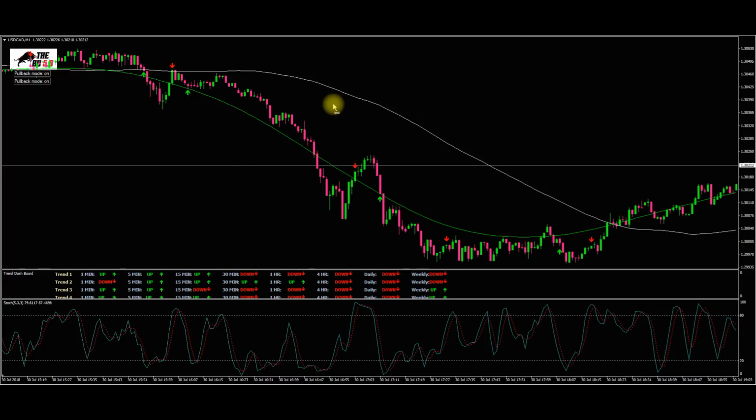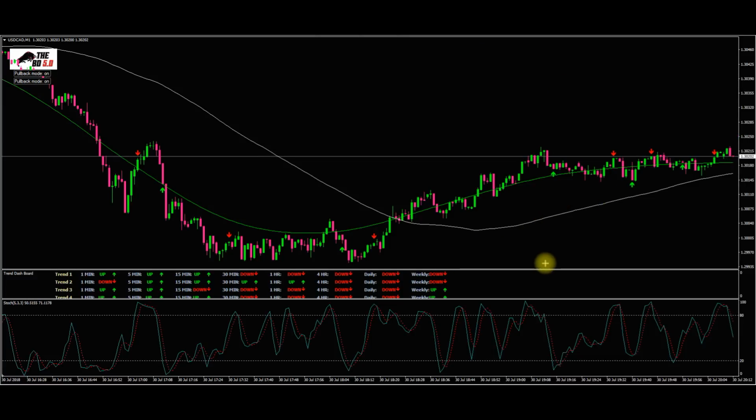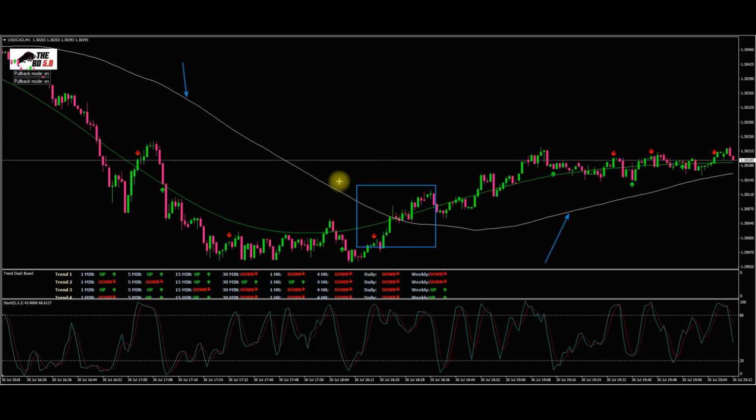So what do you think it means when the white line is on bottom? When the white line is on bottom, it means it's an uptrend. Simple stuff. So when the white line is on top, it's a downtrend. When the white line is on bottom, it's an uptrend. So what do you think it means when the two price lines cross each other? It means it's a reversal in the market. So we trended down, we had a reversal in the market, we're trending up.